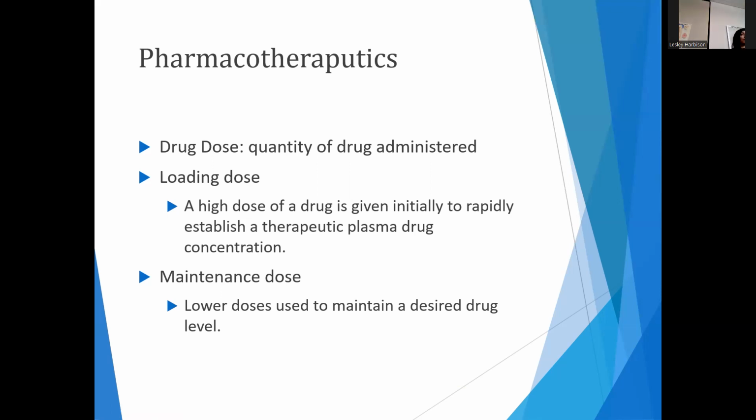So they ramp you up. They might do that with pain medication. Say you're in acute pain, you just had an accident, something really painful is happening. They load you up real good. And then they don't keep giving you that super high dose. They give you a maintenance dose.